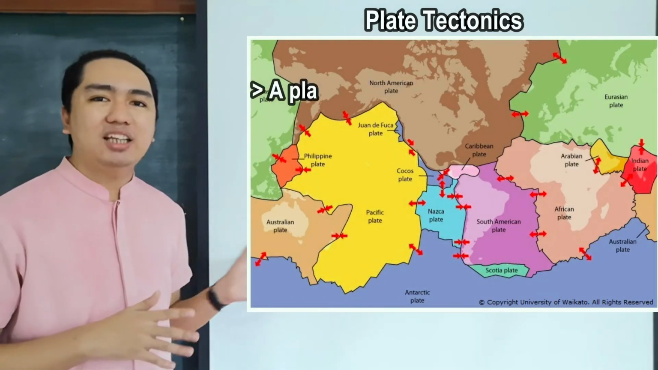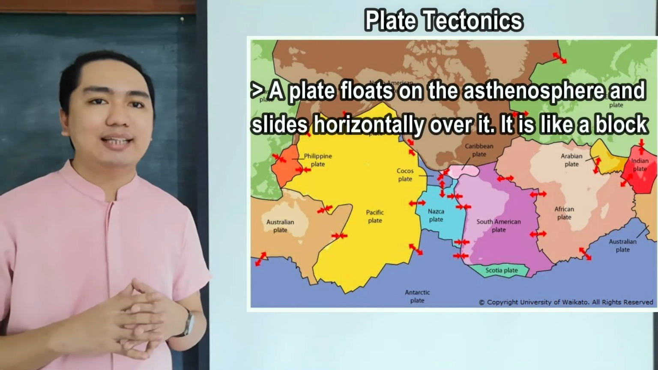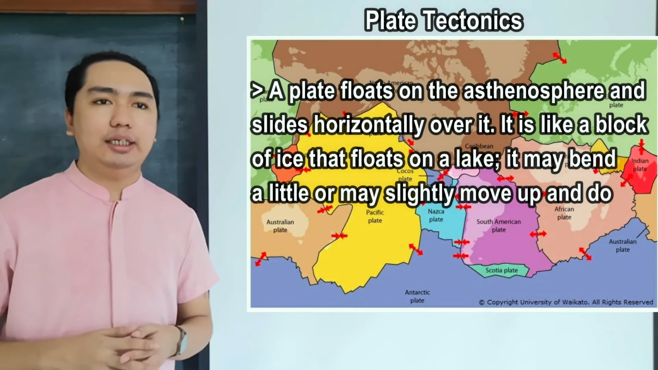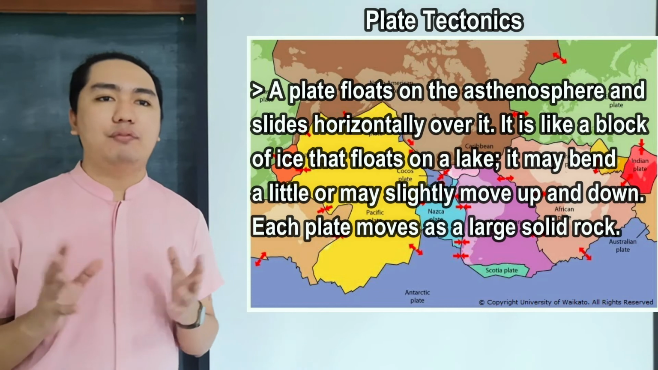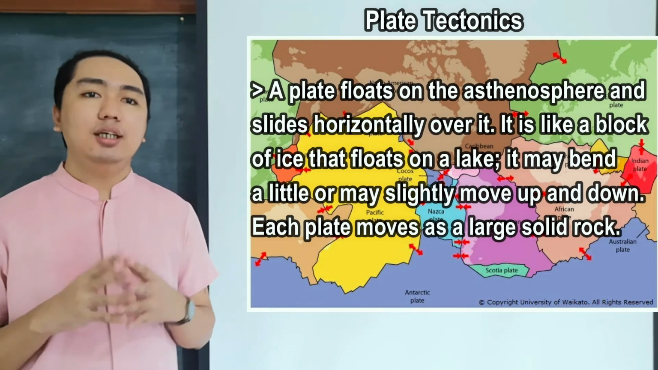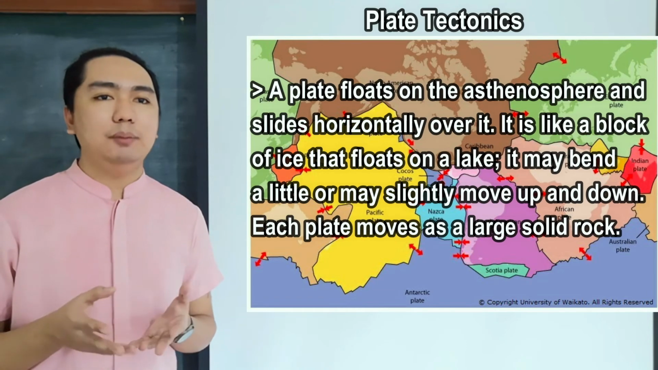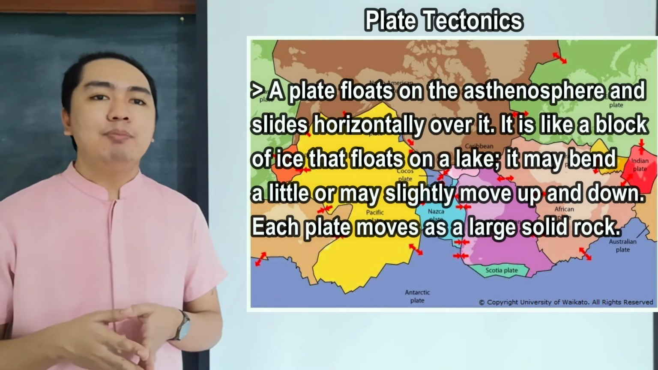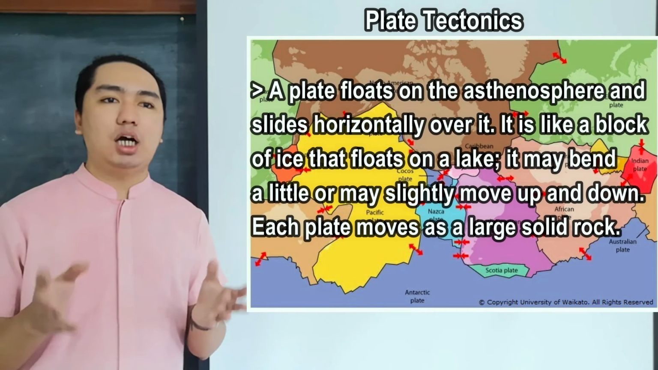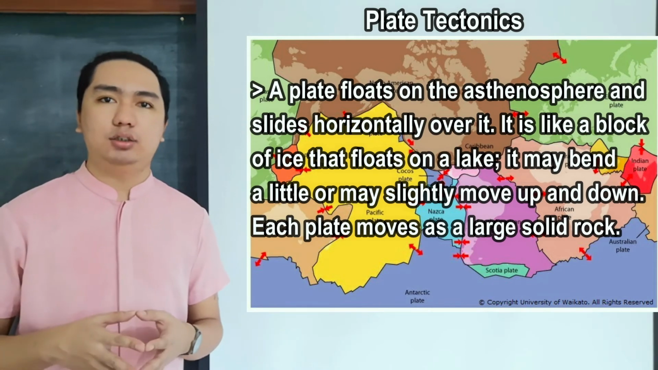Next, a plate floats on the asthenosphere and slides horizontally over it. It is like a light block of ice that floats on a lake. It may be bent a little or may slightly move up and down. Each plate moves as a large solid rock.